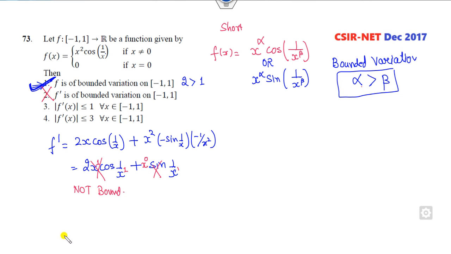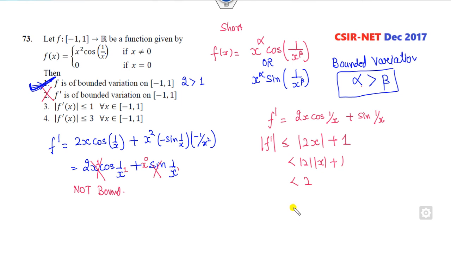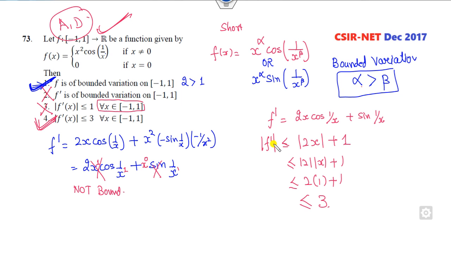So the second option is cancelled. Now look at the derivative modulus. What is the f dash? 2x cos(1 by x) plus sine(1 by x). If I take the absolute value, it will be less than or equal to mod of 2x, cos modulus is less than 1, sin modulus is less than 1. Mod of 2 is my 2. You can see for x in here, the modulus of x is 1, so 2 plus 1, it is less than or equal to 3. That is, the fourth option is the right answer. So A and D are my correct options, the rest are wrong.